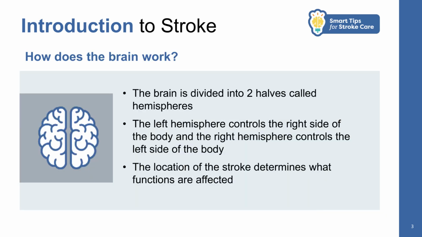Knowing how the brain works can help understand the outcomes after a stroke. The brain is divided into 2 halves called hemispheres. The left hemisphere controls the right side of your body, while the right hemisphere controls the left side. The location in the brain where the stroke occurs determines what functions are affected.